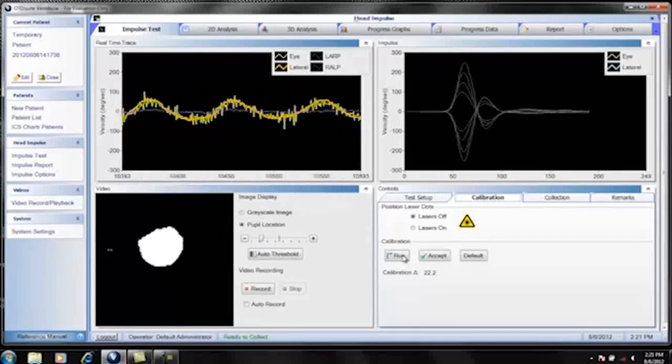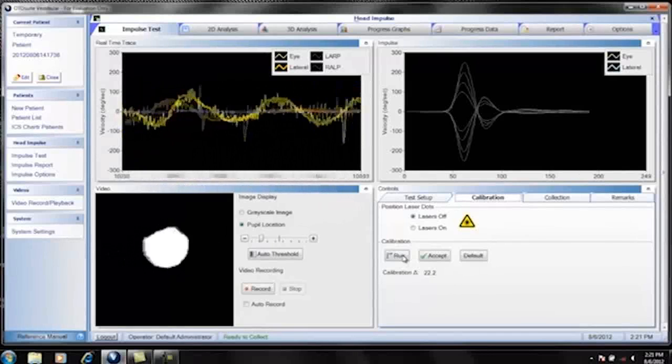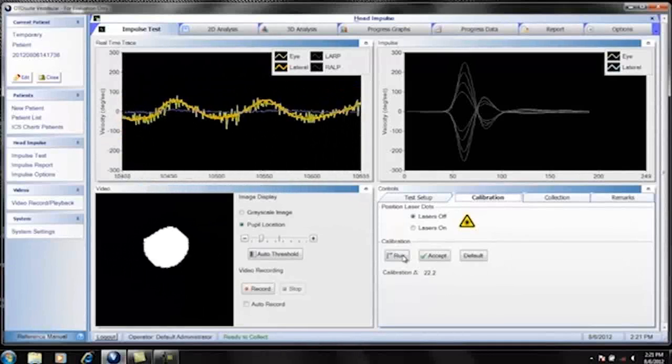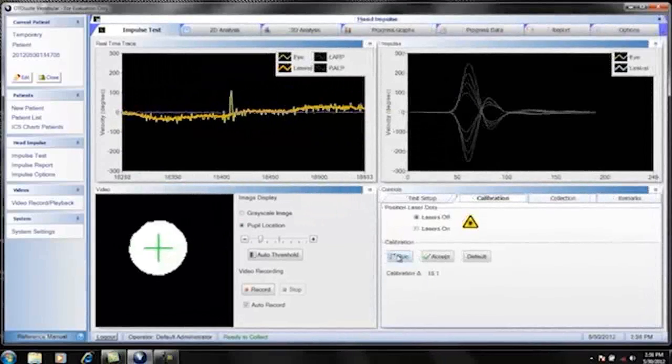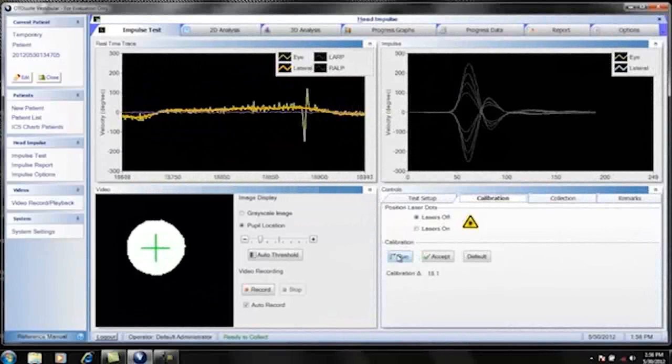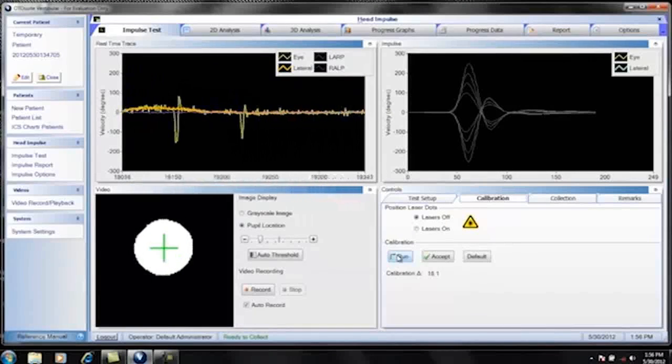If the person has to make catch-up saccades during low-frequency head rotations, it can indicate either vestibular loss or cerebellar dysfunctions or both. If calibration is good, click Accept.